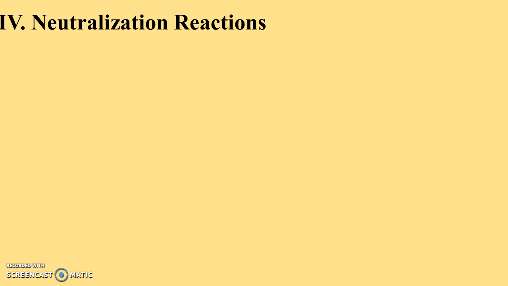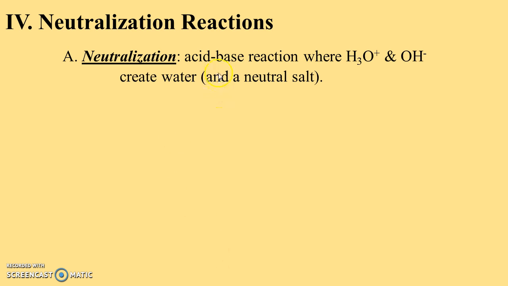Morning general chemistry. We are picking up with part 3 of our notes in chapter 19, talking about neutralization reactions today. So we've talked about strong acids and bases, we've talked about the pH scale, and you're doing a project right now where you should be looking at a reaction between an acid and a base. Those reactions we call neutralization reactions. So let's define it. Acid-base reactions where our hydronium, that's H3O+, and hydroxide, OH-, create water and a neutral salt. So here's an example of that.